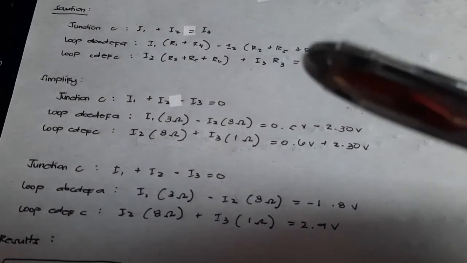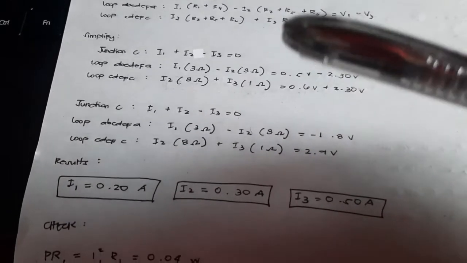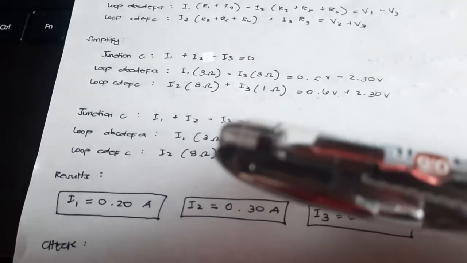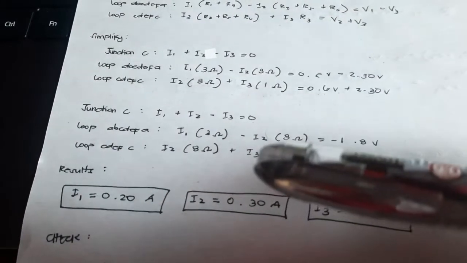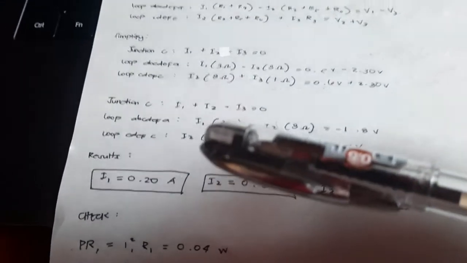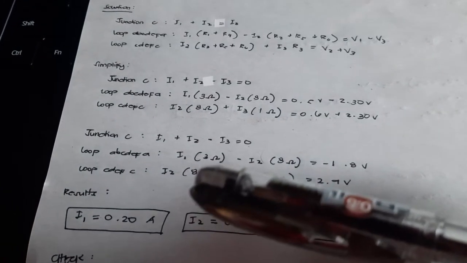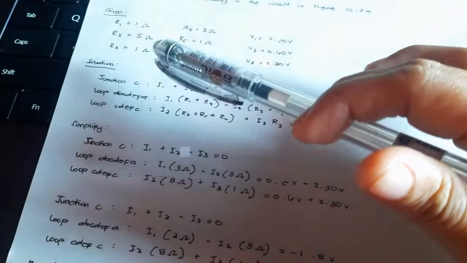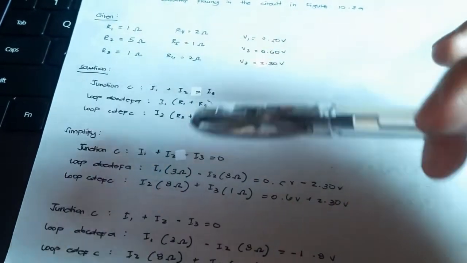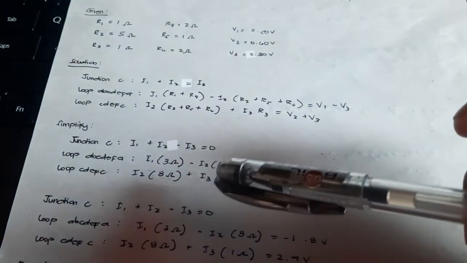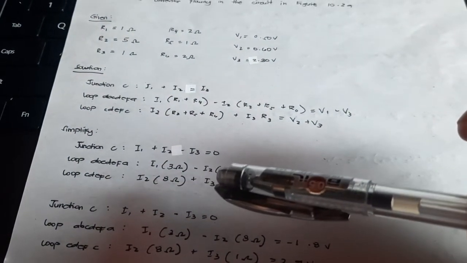After that we must simplify the equations by placing the unknowns on one side of the equation. So for junction C: I sub 1 plus I sub 2 minus I sub 3. For loop A, B, C, D, E, F, A: I sub 1 times our R1, which is 1 ohm, plus our R4, which is 2 ohms. So 1 ohm plus 2 ohms is equal to 3 ohms. Then minus I sub 2.